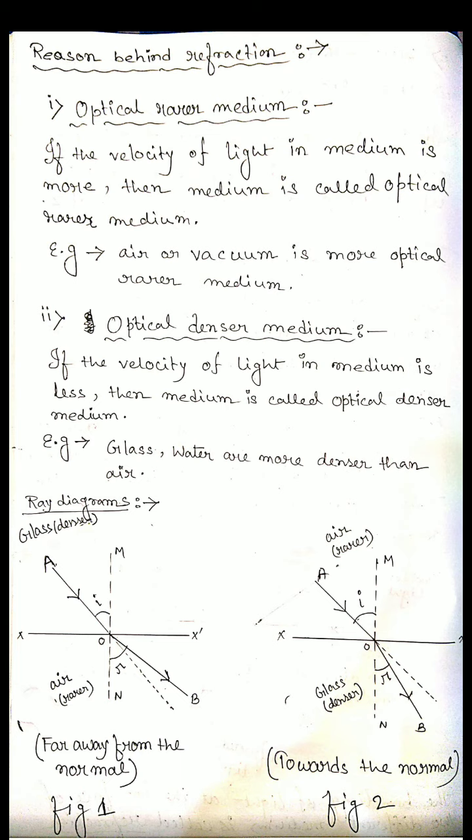So when a ray of light is incident from denser to rarer medium, after refraction, the refracted ray of light moves far away from the normal, and in this case you see that the angle of refraction is greater than the angle of incidence. R is greater than I.